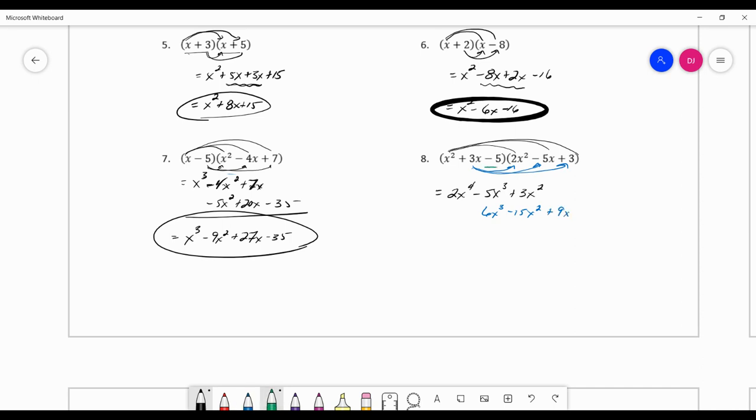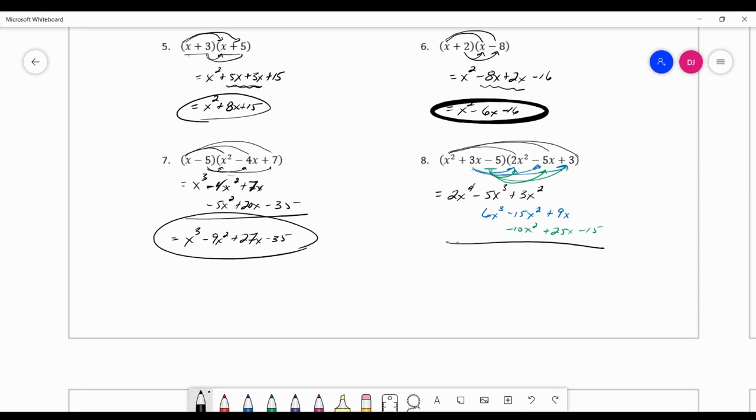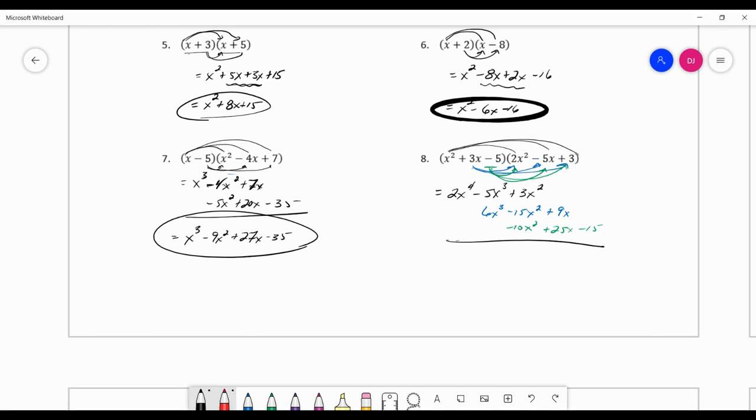Now I'm going to move on to that third term, that negative 5, and do the same thing. I'm going to distribute it to each of these terms in the second parenthesis. So negative 5 times 2x squared is a negative 10x squared. Negative 5 times negative 5x is a positive 25x. Negative 5 times 3 is a negative 15. Now that I've got this lined up, I can add my like terms. And you'll notice that I've got my x cubed terms lined up, I've got my x squared terms lined up, I've got my x terms lined up, okay? And so this just simplifies things quite a bit.